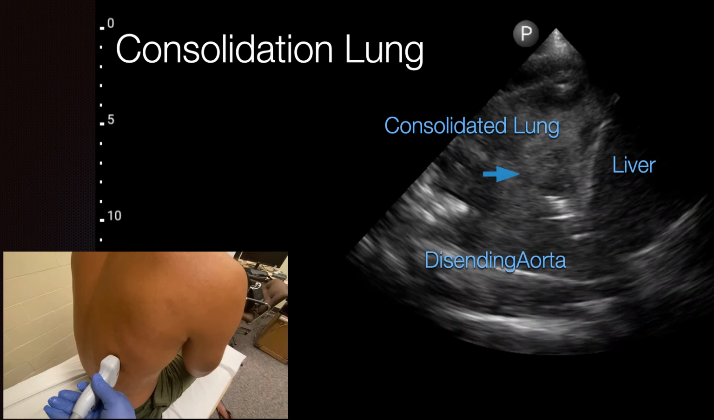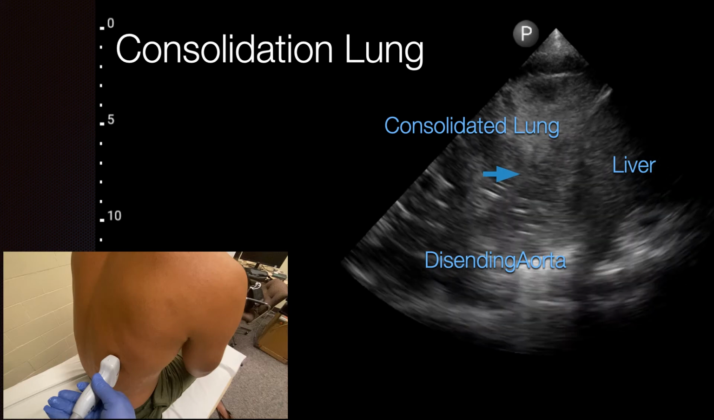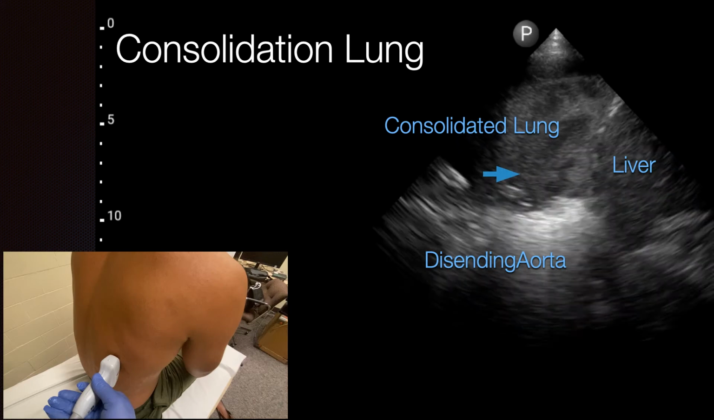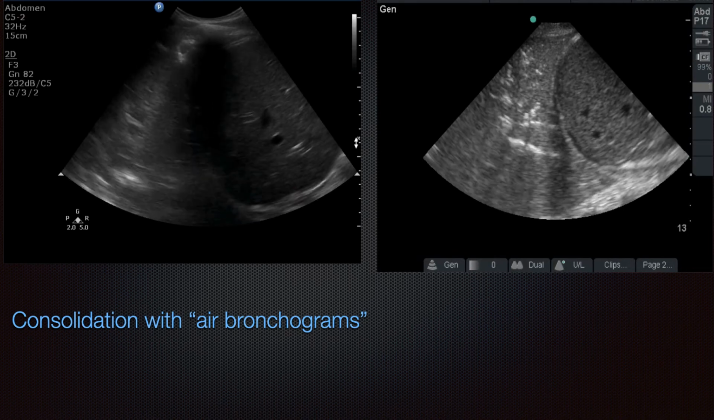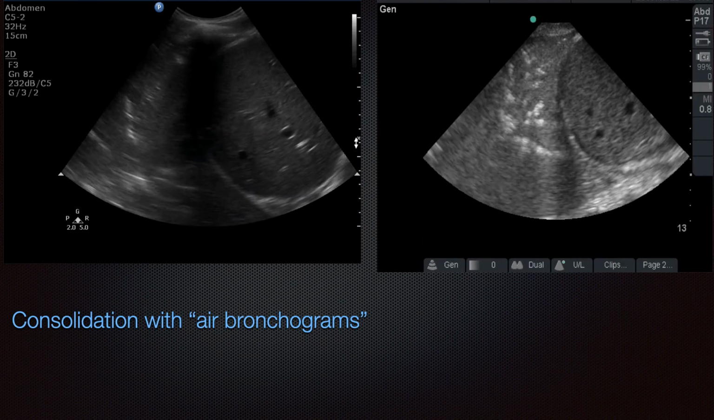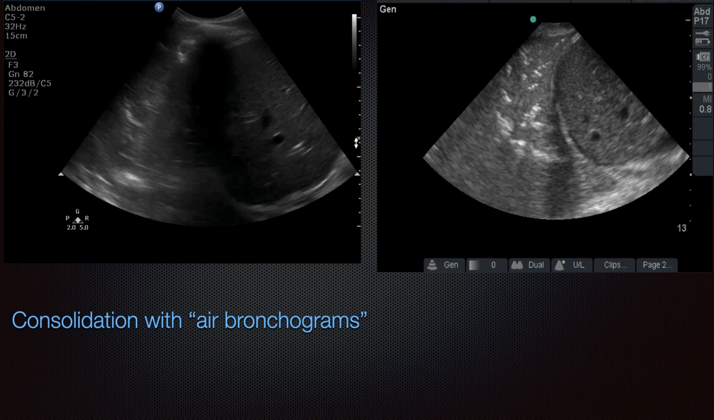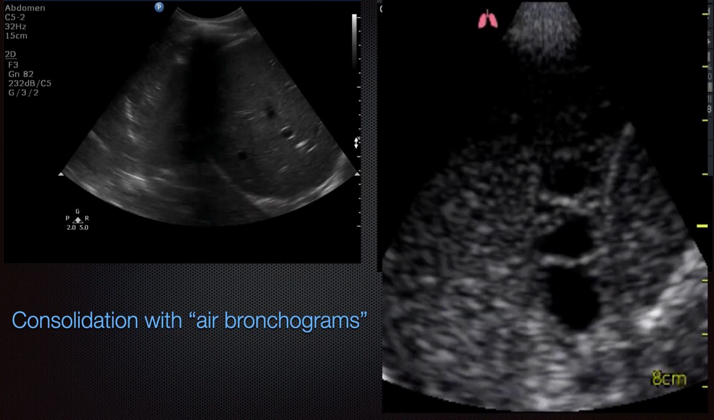And here you might be able to see a little bit of a hint of sometimes some air bronchograms. This is pretty pathognomonic of a pneumonia. Here's a better example, consolidated lung. Here you can see the air bronchograms as the patient is breathing. You see this going up and down. Very typical of a consolidated pneumonia.